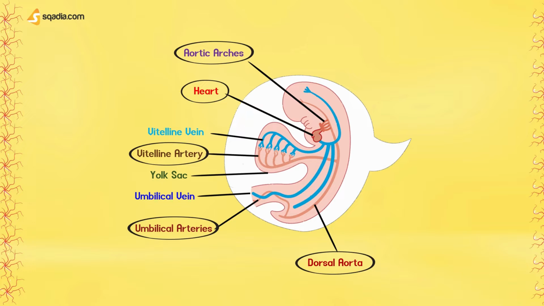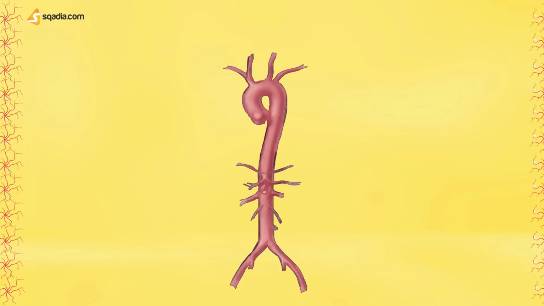And we have studied the thoracic aorta up till now. So, focus on umbilical arteries and vitelline arteries only. These arteries and their extensions will be discussed in this video on the abdominal aorta. Now, let's just focus on the aorta. We have discussed the thoracic aorta. So, let's revise the main points.